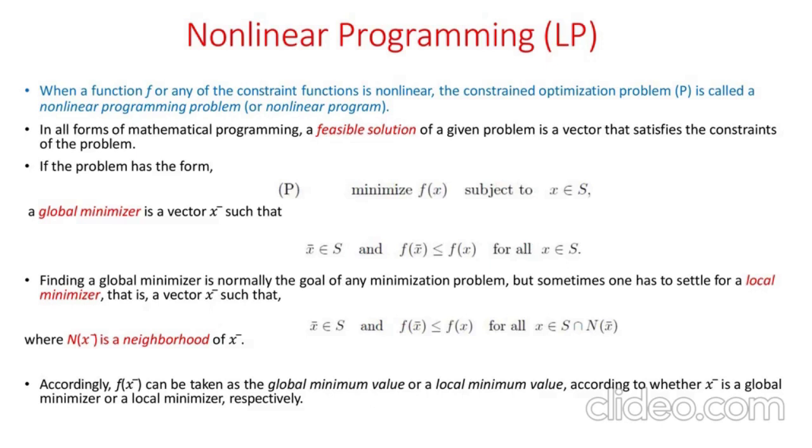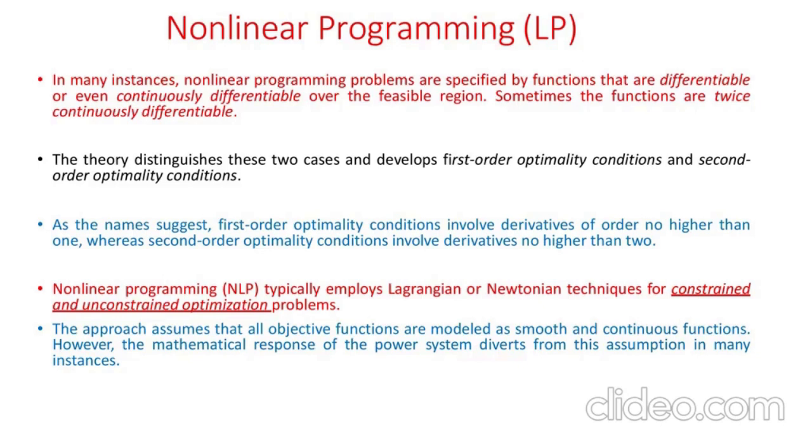So finding the global minimizer is normally the goal of any minimization problem. But sometimes a local minimizer we also have to consider. In this, the condition to be satisfied is f of x dash belongs to f of x. Nonlinear programming in many instances is specified by functions that are differentiable or even continuously differentiable over the feasible regions. Nonlinear programming typically employs Lagrangian or Newton's techniques for constrained and unconstrained optimization problems. The approach assumes that the objective functions are modeled as smooth and continuous functions.